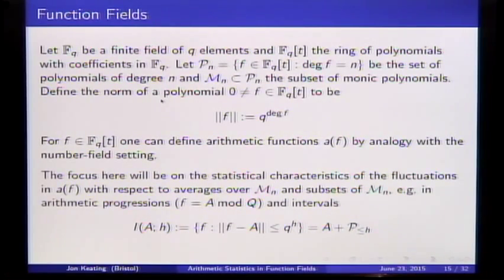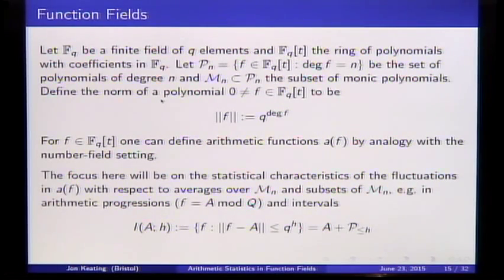So the focus will be on looking at arithmetic functions defined in this function field setting, just as we did earlier in the number field setting, and seeing whether we can say a little more in this context, and whether by doing that we learn more about the number field problems. So we're going to look at statistical characteristics of the fluctuations of arithmetic functions defined over these polynomials, and I have in mind the analog of the von Mangoldt function, the Mobius function, the divisor function, etc. And we'll be looking at averaging these arithmetic functions over all monic polynomials of degree n, first of all.